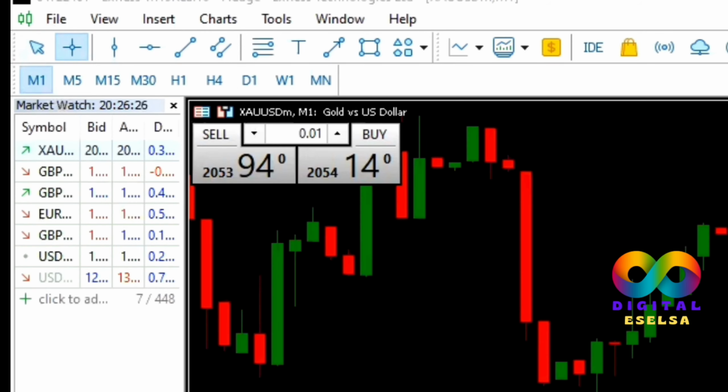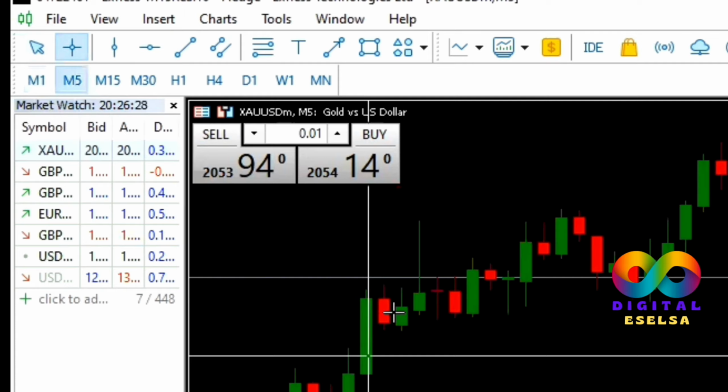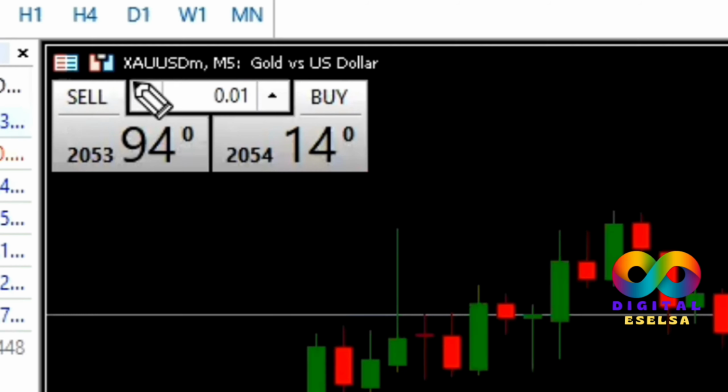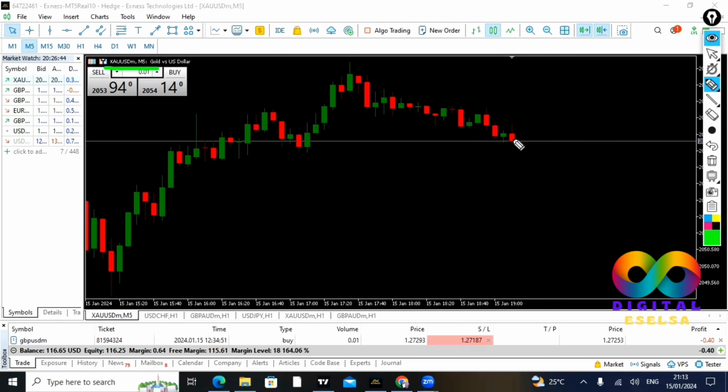So if I switch my chart to 5 minutes, this is now the 5 minutes chart. You see something like this. This is XAUUSD, gold, 5 minutes. I hope you can see it here. What it means is that these candles formed in 5 minutes. This one here formed in 5 minutes.